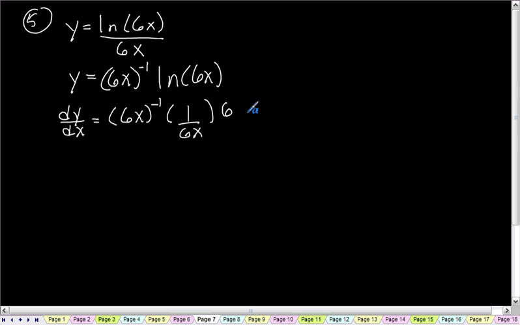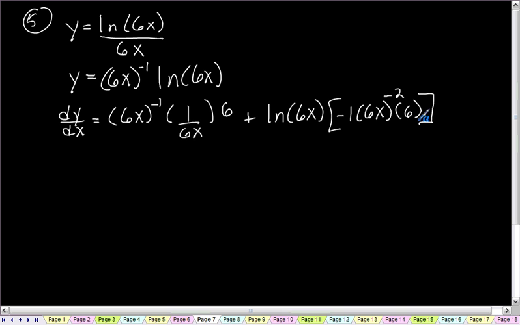First times the derivative of the second, plus the second, which is ln of 6x, times the derivative of the first. The derivative of the first, I'm going to bring the -1 down, leave the inside the same. Take 1 away from -1, I get -2. And then I take the derivative of 6x, which is just 6. Multiplying across this way, this 6 and this 6 cancel out right away. So here I'm left with 1 over 6x for that part right here.